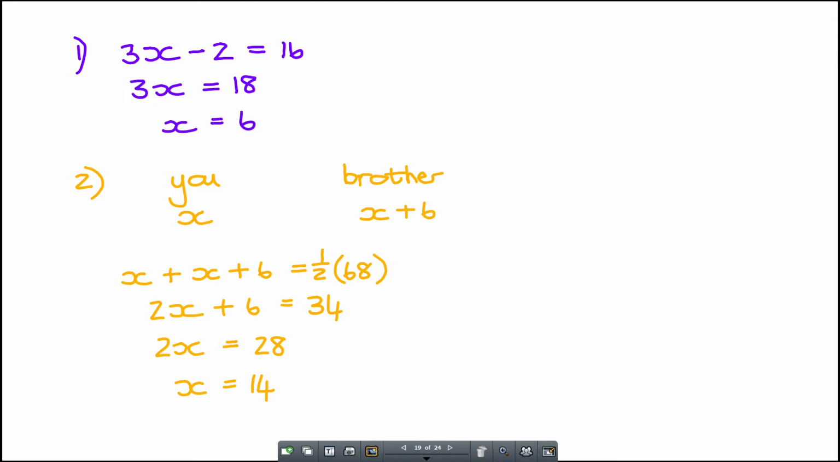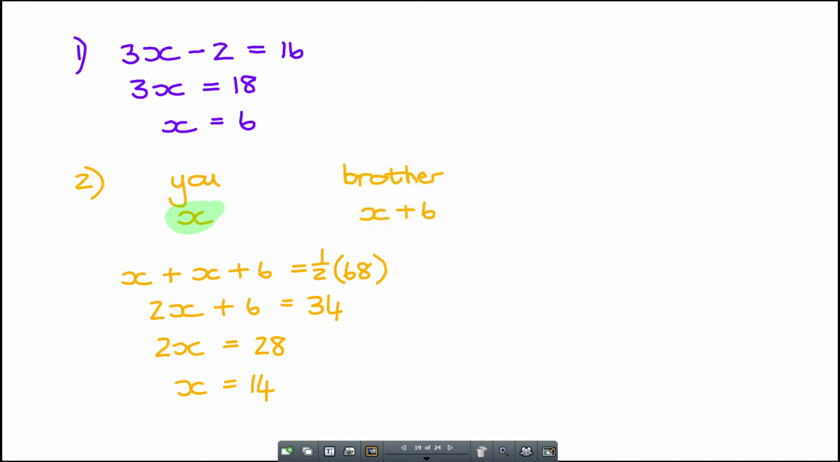Now, number 2 was a bit more difficult. Number 2 said, my brother is 6 years older than I am. So, I'm not talking about you. I'm talking about the you in the textbook. Do we know how old that person is? No. So that person we're going to call X. Meaning the brother would then be X plus 6. Do you understand? Yes. Okay.